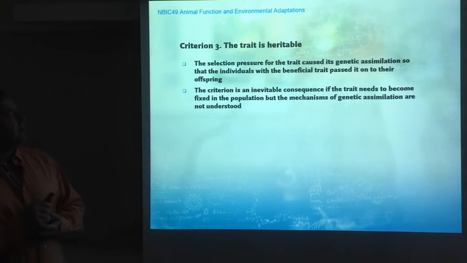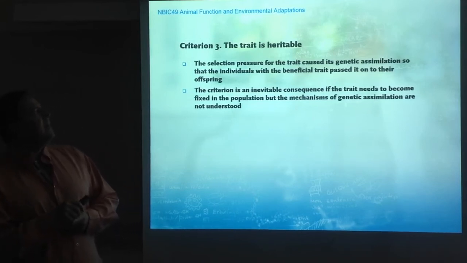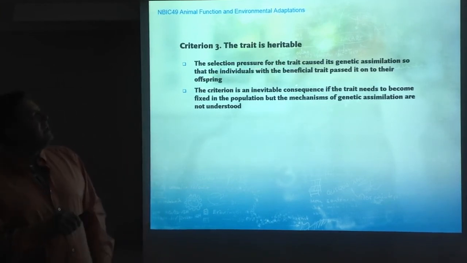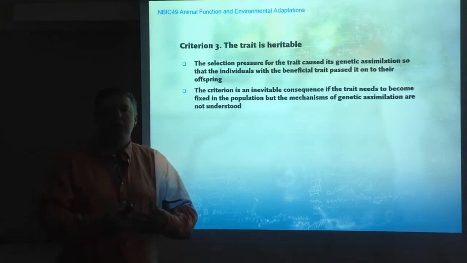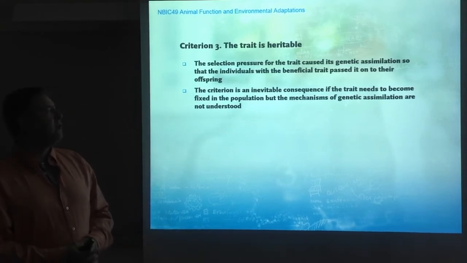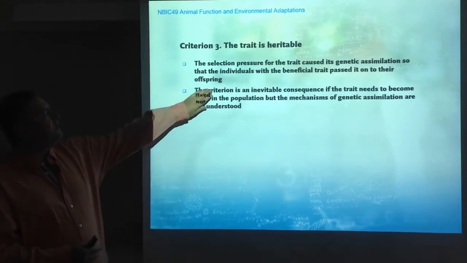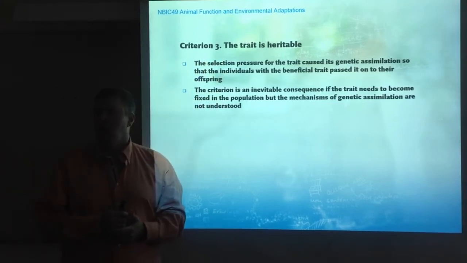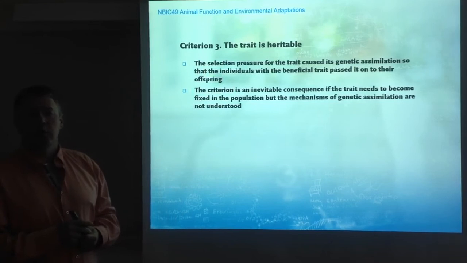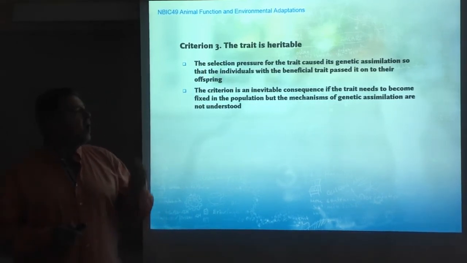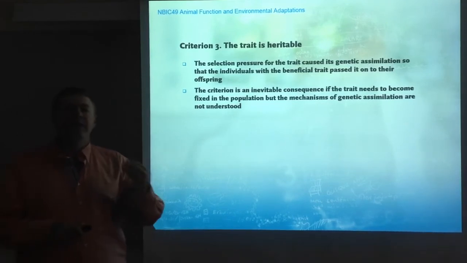Criterion 3, the trait is inheritable. The selection pressure for the trait that we saw in criterion 2 basically caused the genetic assimilation. So that basically this trait now is fixed, and then all the individuals pass it on to the offspring and the next generations. The problem with this concept, and this has always been the Achilles tendon of evolution theory, is that we do not know how this change occurs. Not even today, we have no understanding of how a trait can be genetically assimilated.